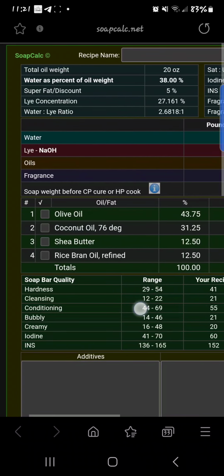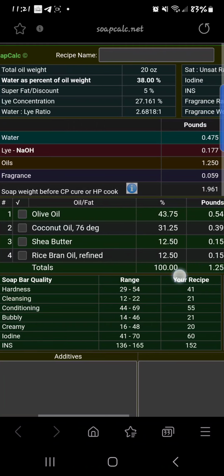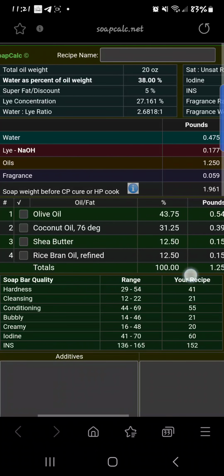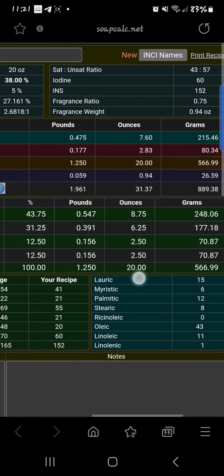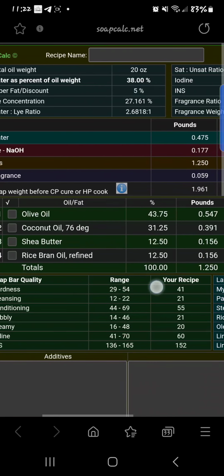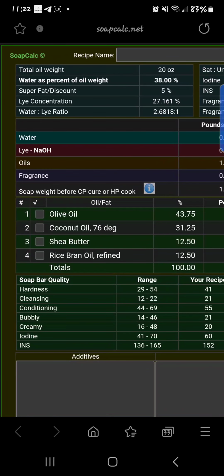All right, so now let's look at the formula and the recipe. So if you look at this, it shows you your water, your lye, your oils, and your fragrance.